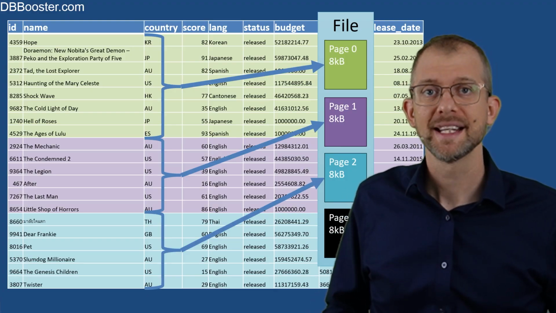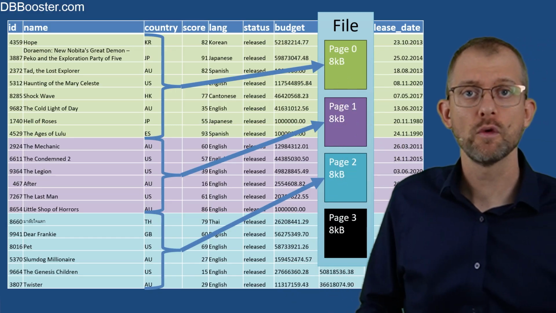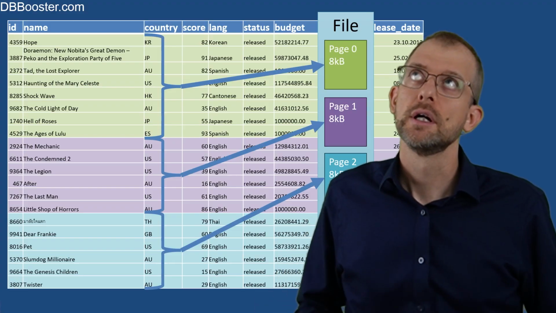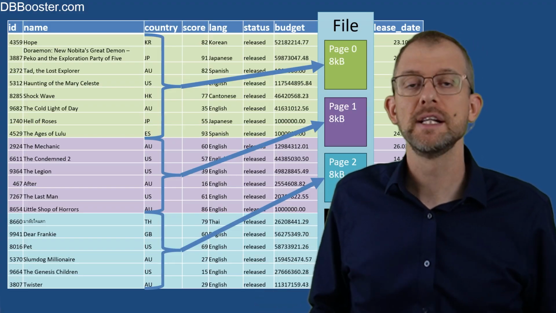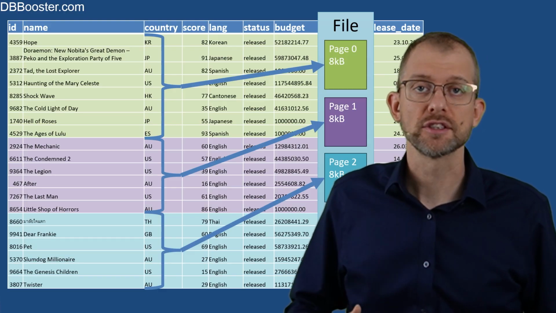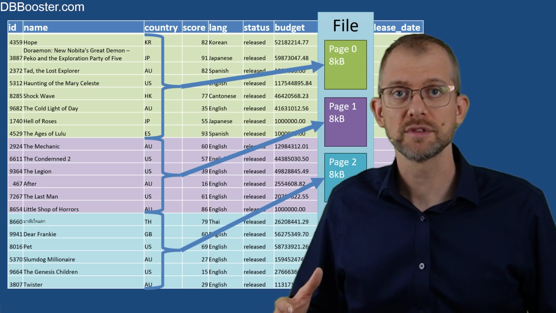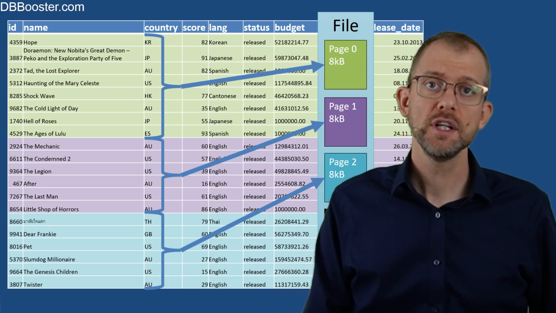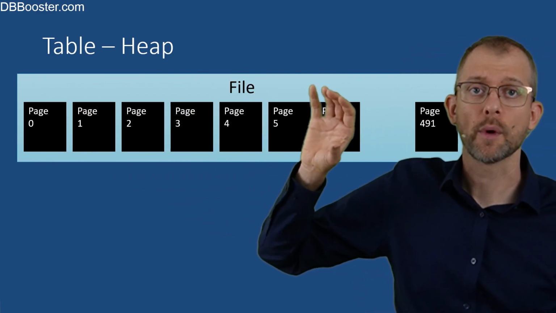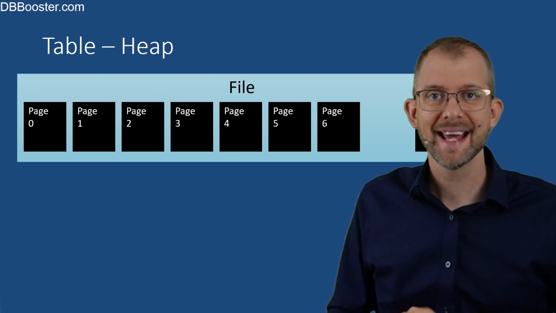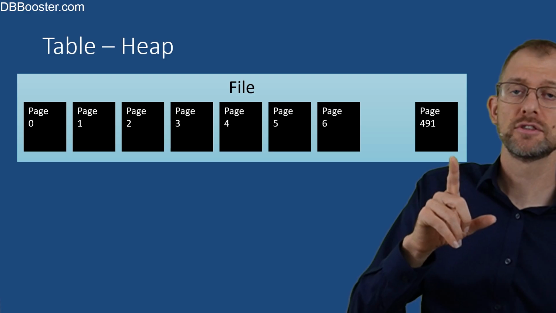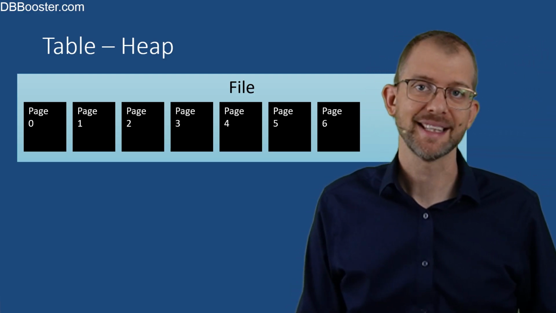The number of rows that fit into a page also varies. Some rows are short, some are longer, and for example, the description column can make a big difference in size. The key idea is simple. The database just keeps filling pages with rows until they fit. The result is a collection of pages that together hold our entire table, but without any guaranteed order. In my case, I need 491 pages to store my movies table.